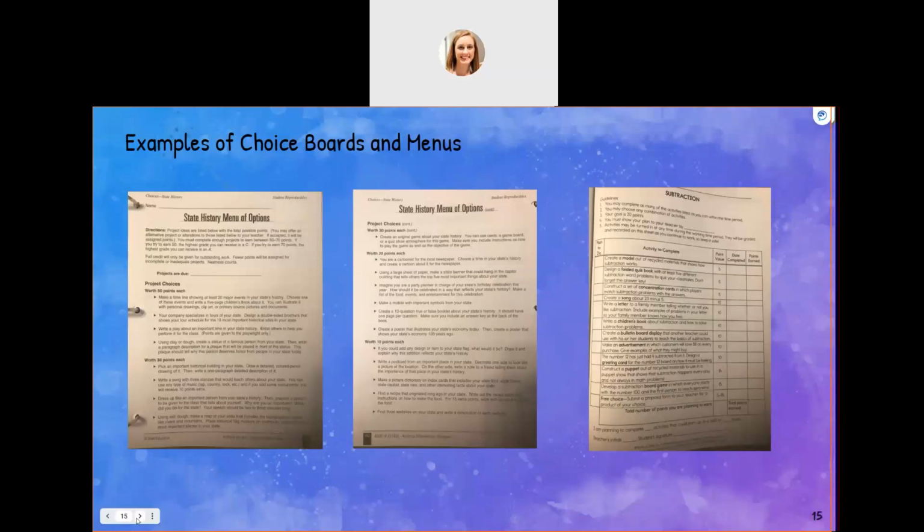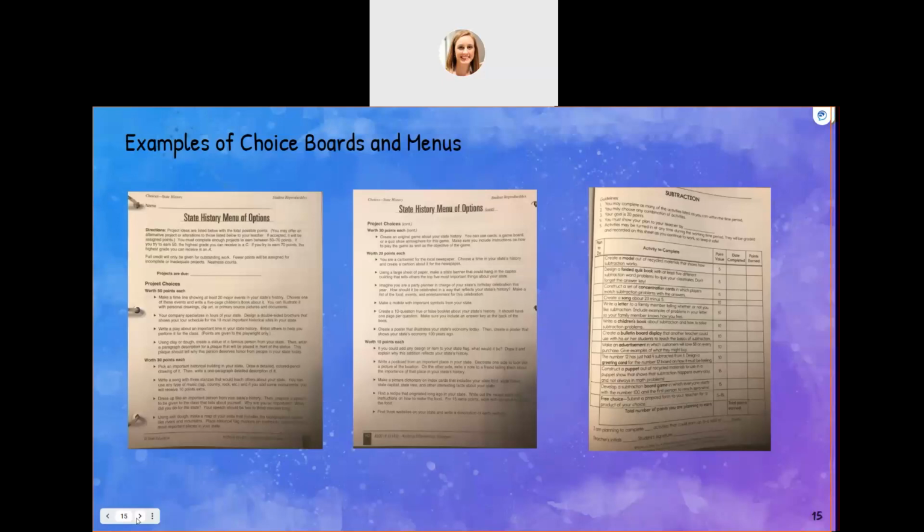And you can see they've organized it by choices that are worth 50 points, 30 points, 20 points, and 10 points. And so you really have to think through that as you're organizing it, and explain those point values to students, and organize tasks that take a little more time for the higher point value, or make students think a little bit deeper. And you could say you have to choose a 20-point activity. So you can decide what your parameters are on that.